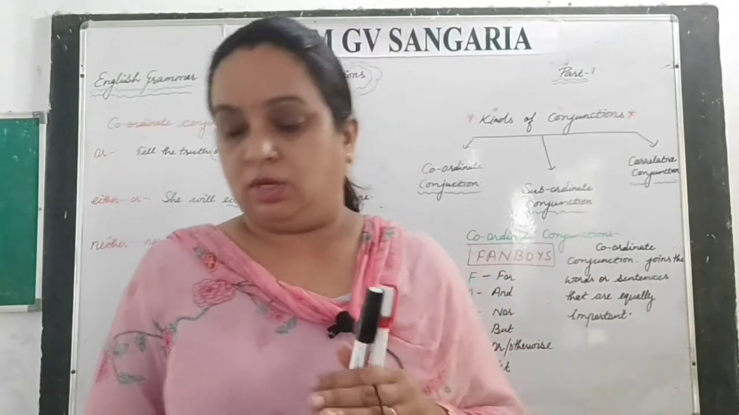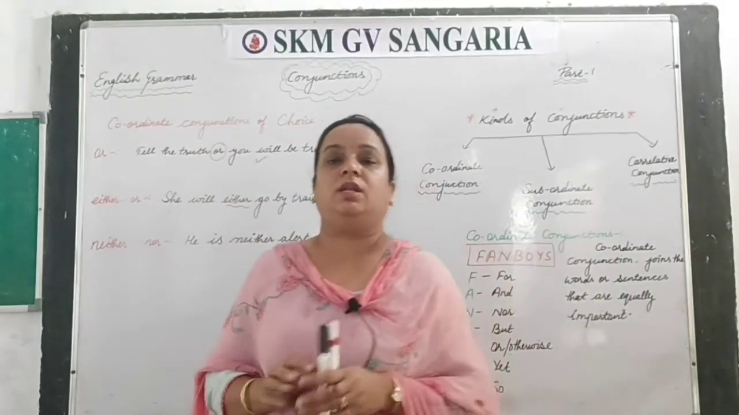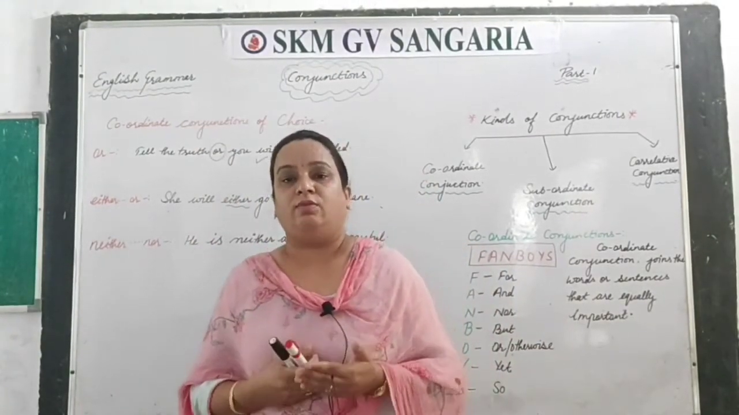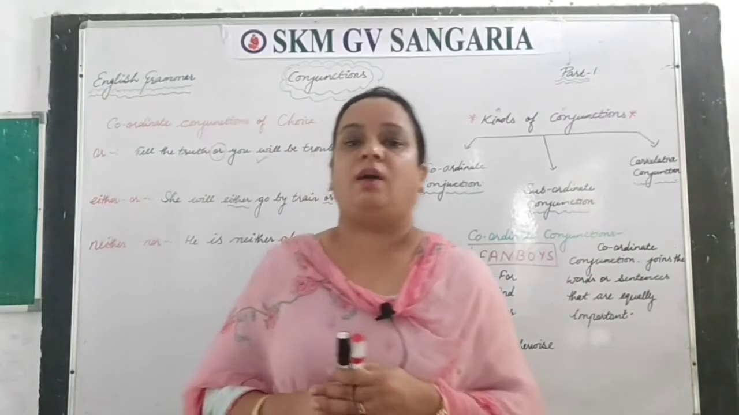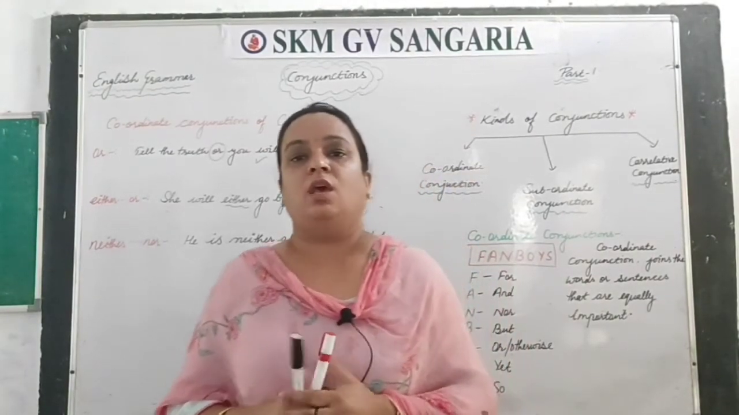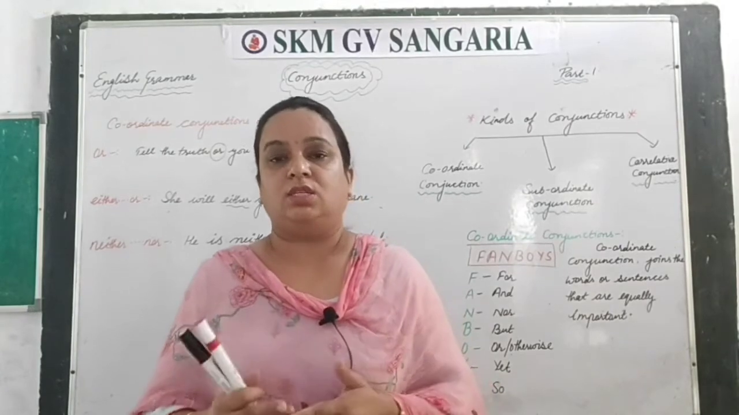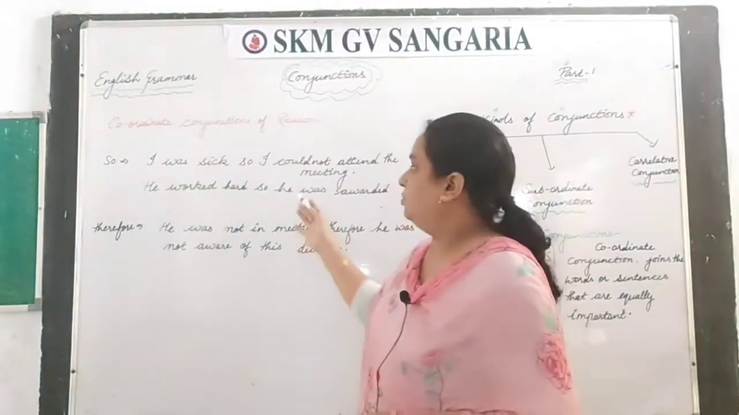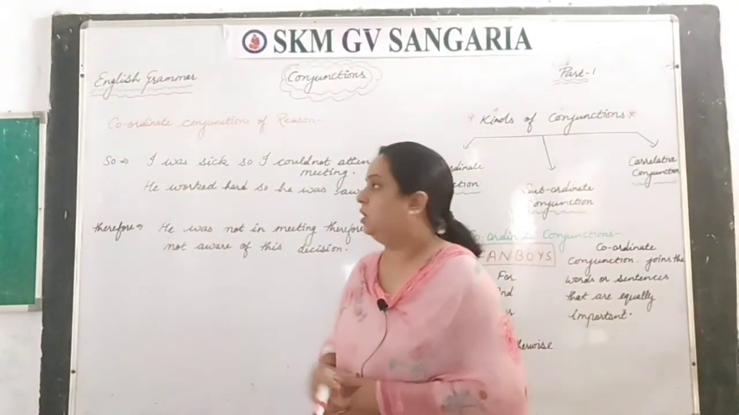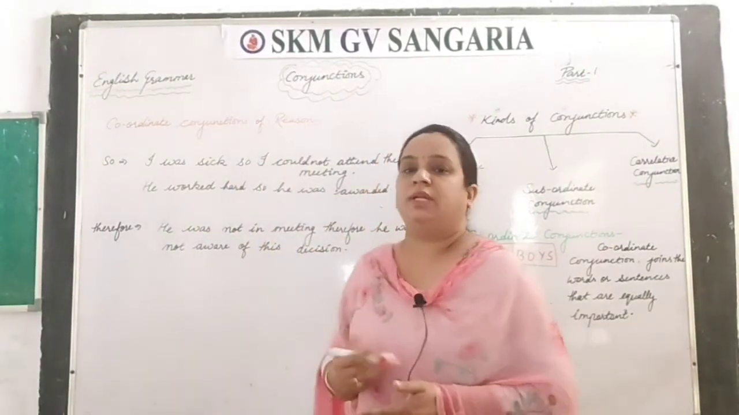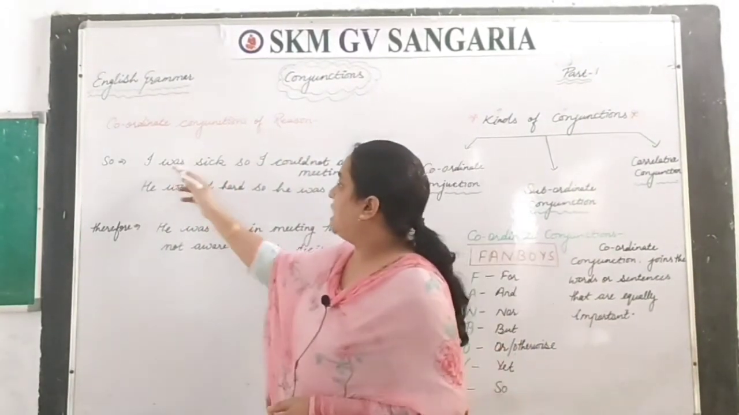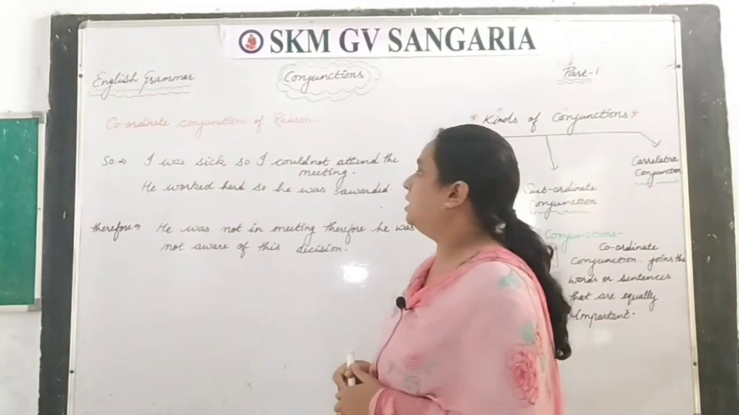And next we will do coordinate conjunctions when we have to tell the reason, when we have to add sentences where a reason is given. So the first word here is so, right? This is telling the reason. So the example is, I was sick, so I could not attend the meeting.